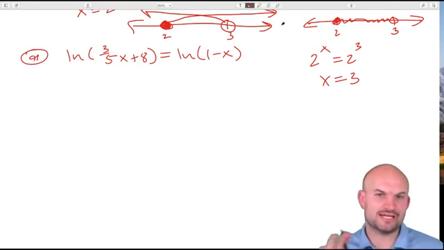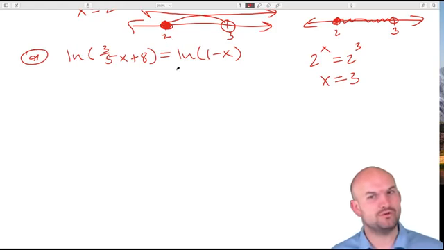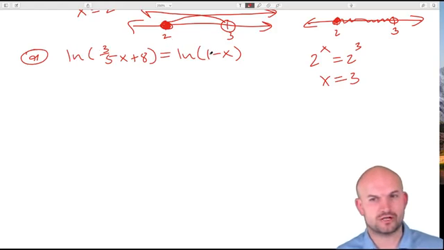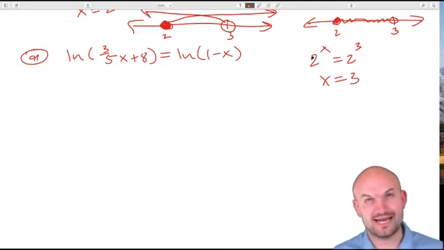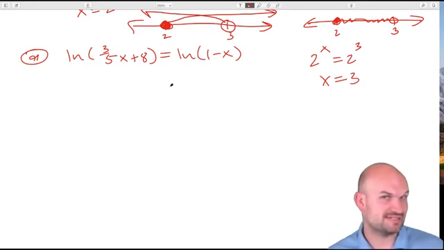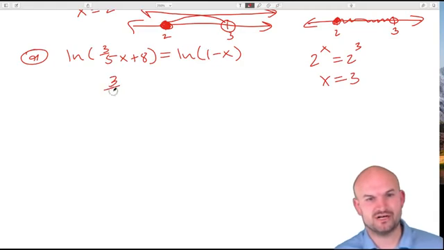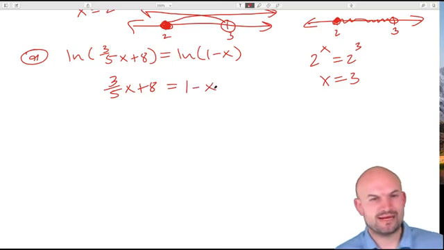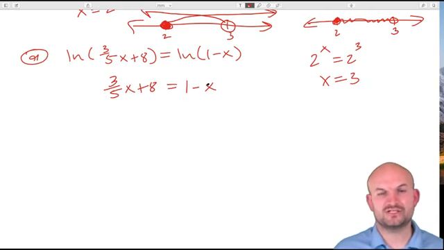So that's the same thing with logarithms. Without going into the relationship of exponential equations and logarithms, I can just say, when I have a logarithm equal to a logarithm, and again, this only works when you have a logarithm equal to a logarithm, just like when we have an exponent equal to an exponent with the same base. So these logarithms both have the same base because the base is e. So therefore, I can just rewrite the equation as 3/5 x plus 8 equals 1 minus x. So now I just need to go ahead and solve for x.